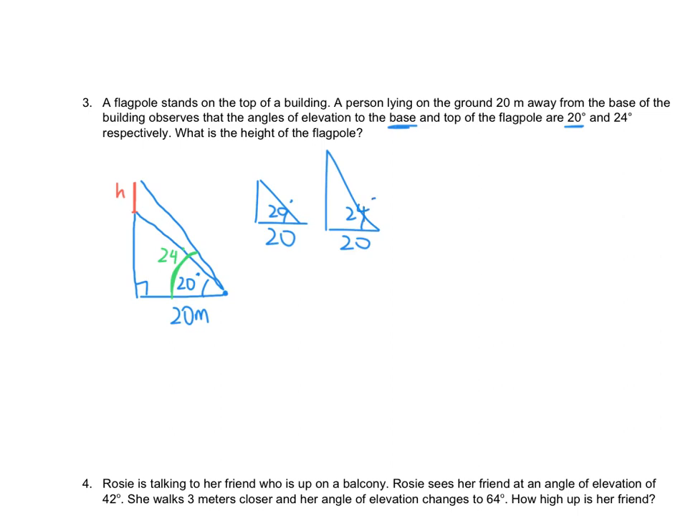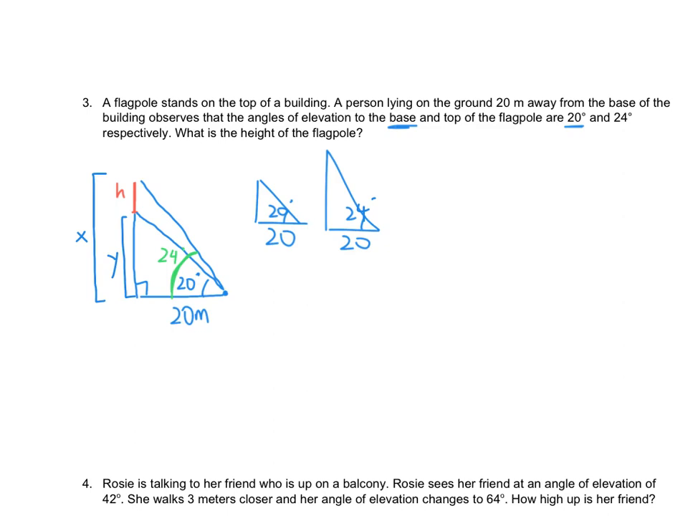Now, if I want to solve for that height that I've labeled as h, I can just solve for x and solve for y and subtract them. So if I find that length in the big triangle and I find the length in the smaller triangle and subtract them, the difference will be the height of the flagpole. So here we are just relying on our SOHCAHTOA knowledge.